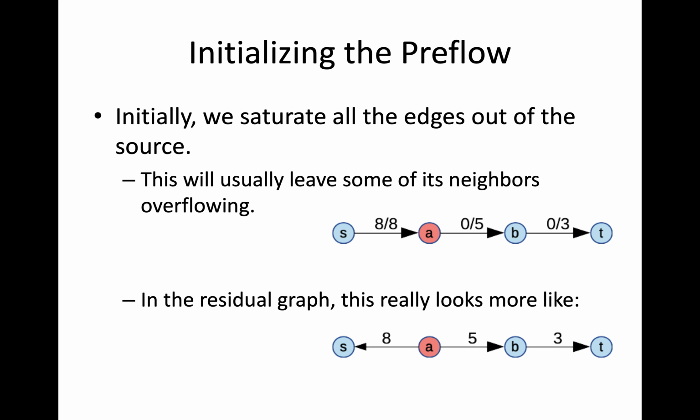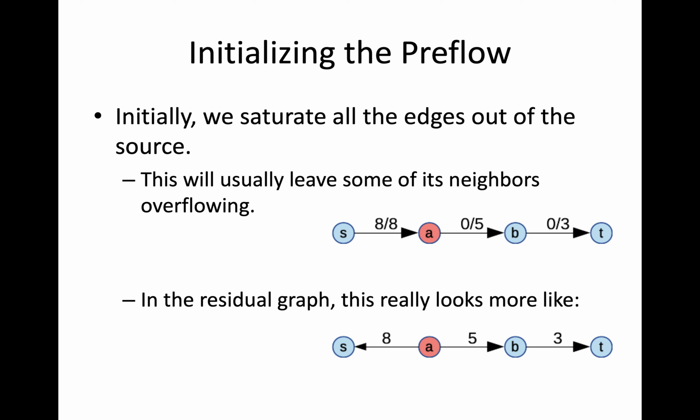So when we initialize the preflow, we take all of the edges out of the source, and here it's just this one edge, and we saturate them. So in this example, A is the only neighbor of the source. If we had more edges going out of the source, we'd do that for every one of the edges. We saturate this edge, so we give it a flow that's equal to its maximum. And that means that this neighbor of the source is probably going to be overflowing. The only way it wouldn't be is if it happened to be the sink vertex.